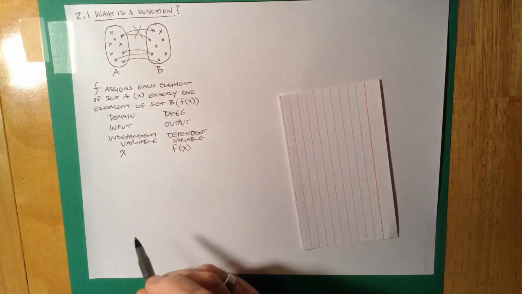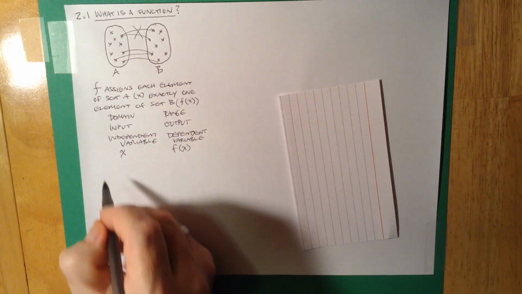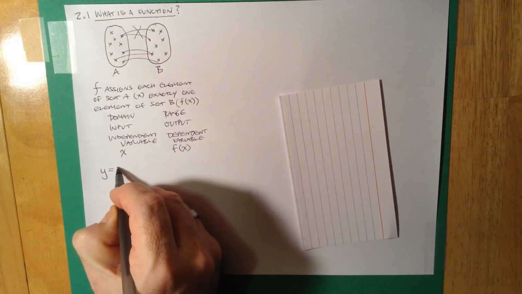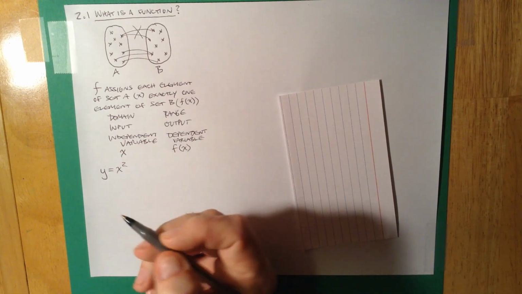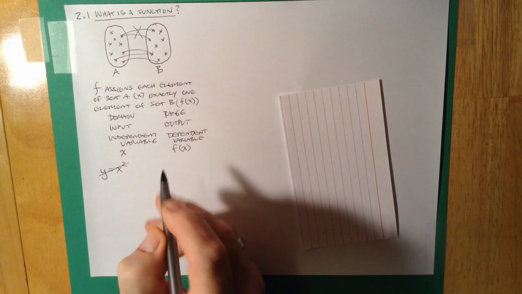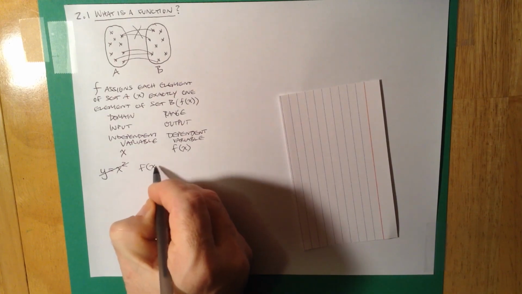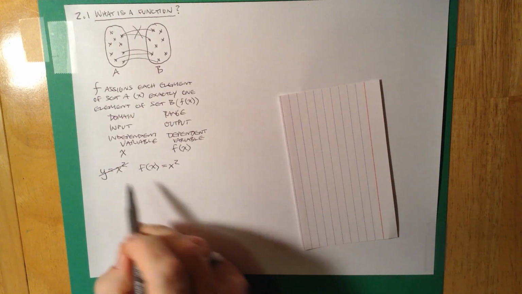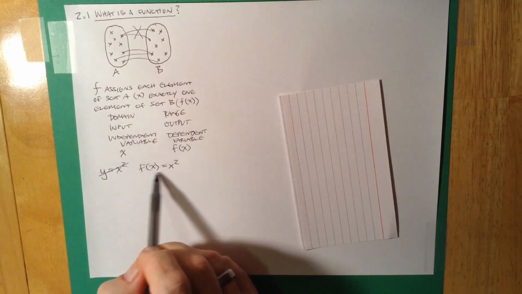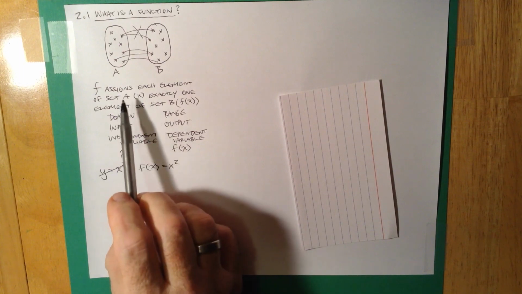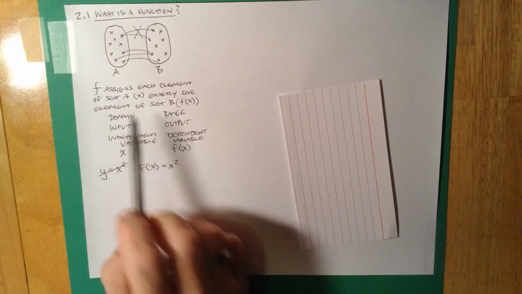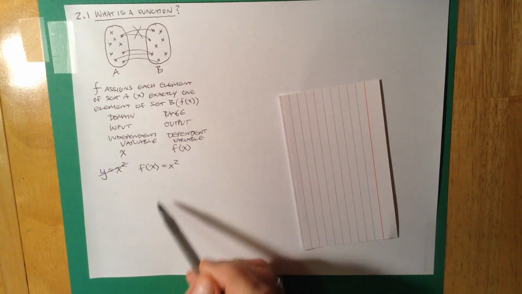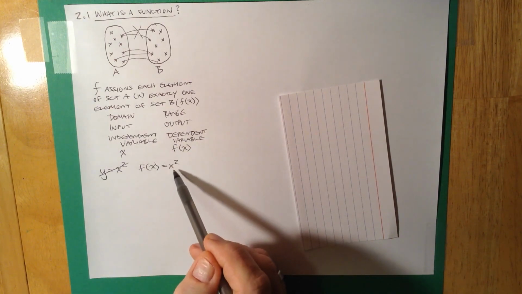Let me go with an example that you're really familiar with. Previously we've seen y equals x squared. The only difference is now, instead of saying y equals x squared, we're going to say f of x equals x squared. And I'll show you that the reason we can call this a function now is because this function, x squared, assigns each element of the input, each element of x, to exactly one element of the range, or one element of f of x.